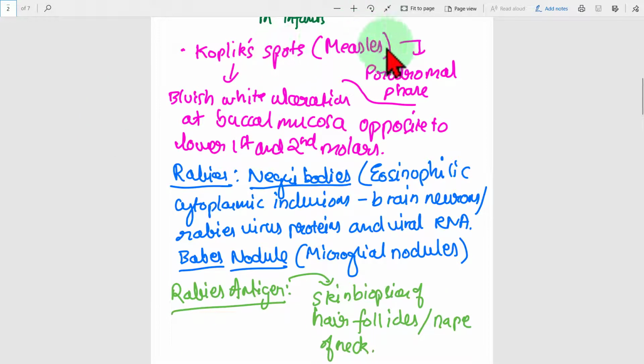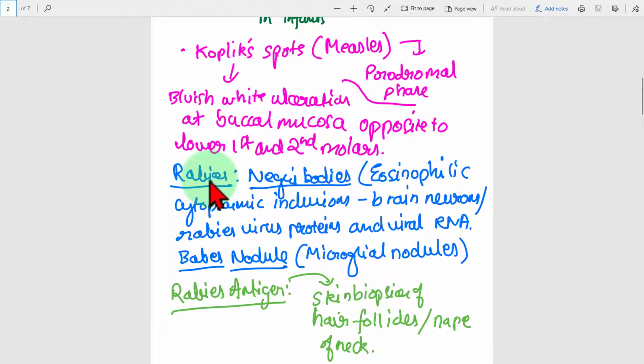Next, we'll be talking about Koplik spots. It is seen in measles in the prodromal phase, and it is mainly the bluish white ulceration commonly found at the buccal mucosa opposite to the lower first and second molar.